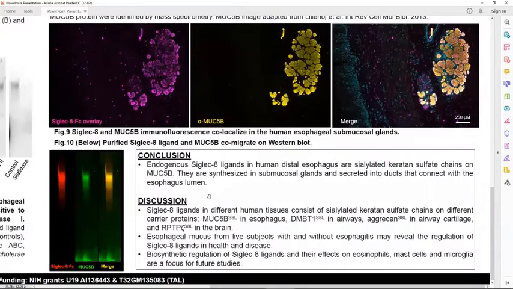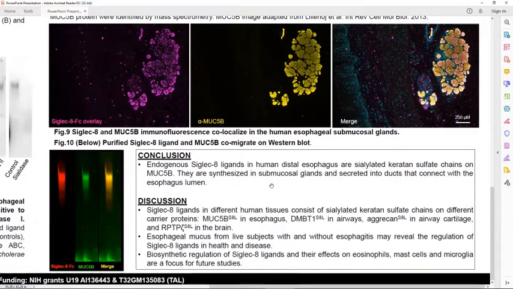And lastly, just to confirm that MUC5B is indeed the protein carrier of the Siglec-8 ligand, here with immunofluorescence, I'm showing that the Siglec-8 Fc signal and the anti-MUC5B antibody signal co-localize on the esophageal sections, again in the submucosal glands. And on Western blots, you can also see Siglec-8 signal co-migrates with MUC5B.